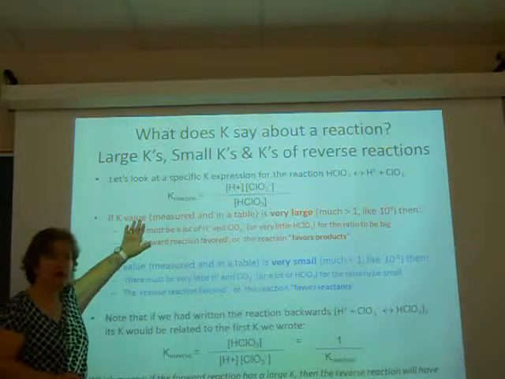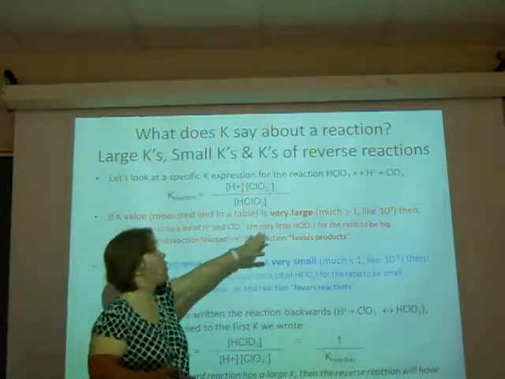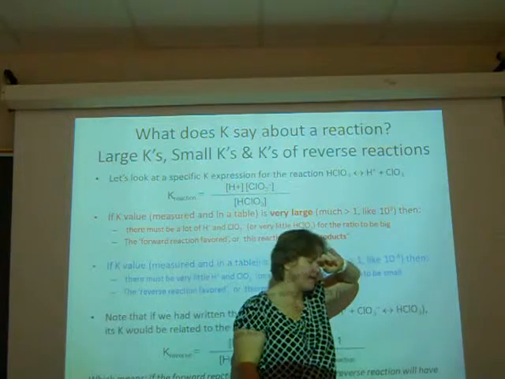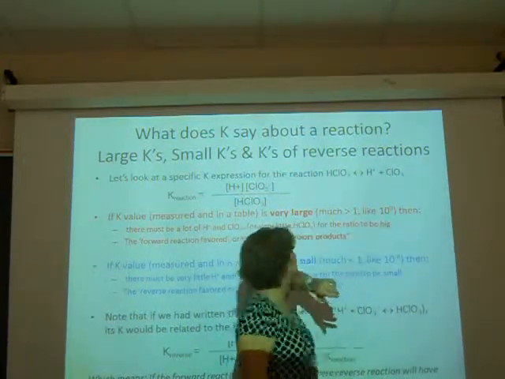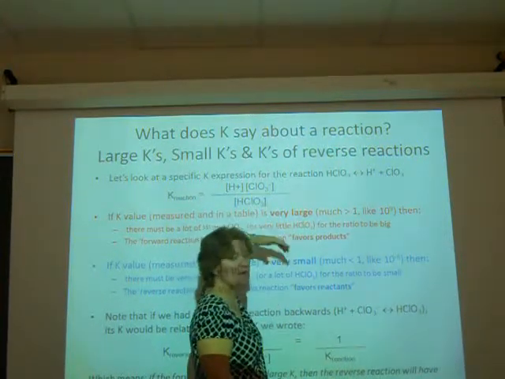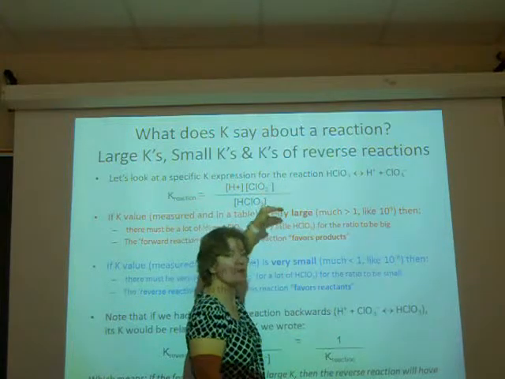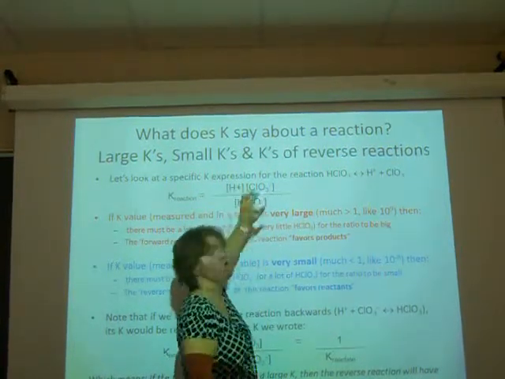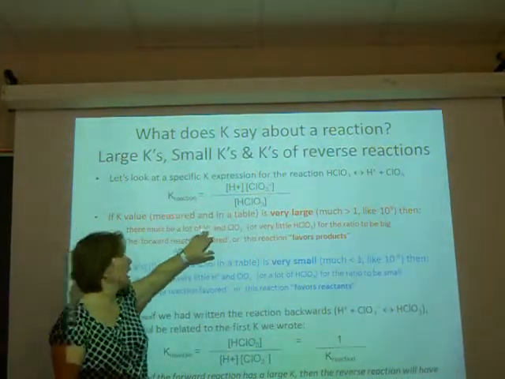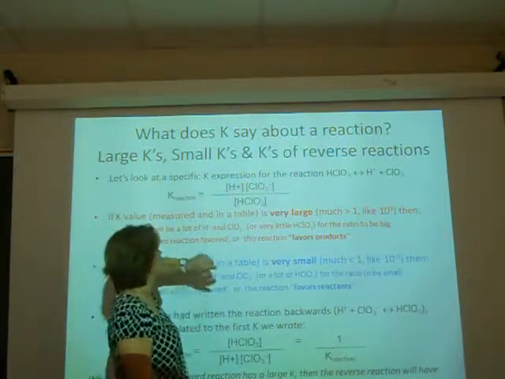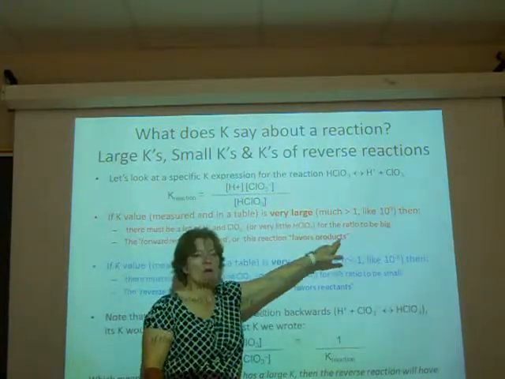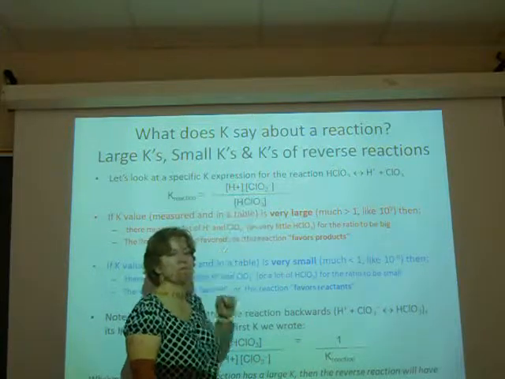If I find a K value that a scientist has measured, and it's a very large number, greater than 1, something like 10 to the positive 9, so a very large number, that suggests that the top is very big in this fraction and the bottom is very small. If I want to get a very big number, I need a big number on the numerator and a small number on the denominator. And since the numerator is products and the denominator is reactants, that's telling me that there's a lot of, in this case, H plus and ClO3 minus, and very little HClO3 for that ratio. So I have a big top, small bottom.